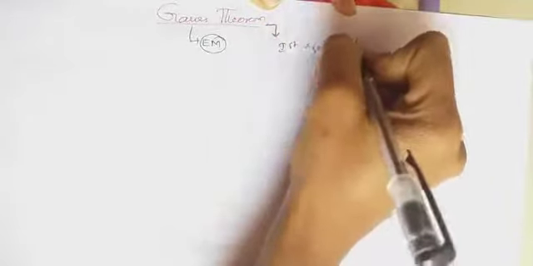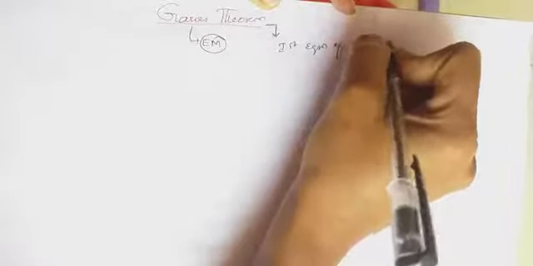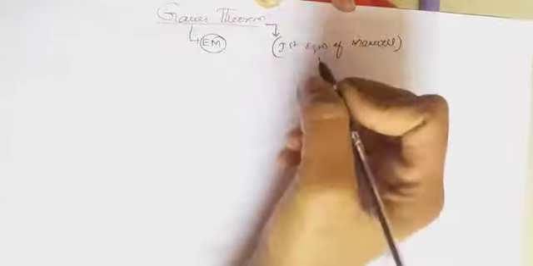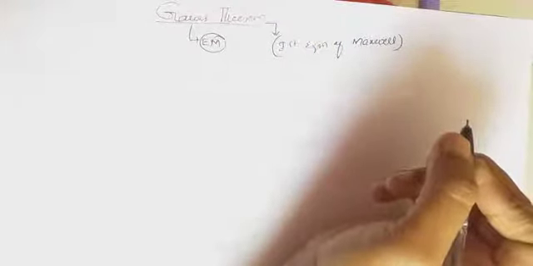First equation of Maxwell equations, the first Maxwell equation. Okay, this will be taken as the first Maxwell equation. We have four Maxwell equations in electromagnetism. The first Maxwell equation is Gauss theorem, Gauss theorem in electrostatics.